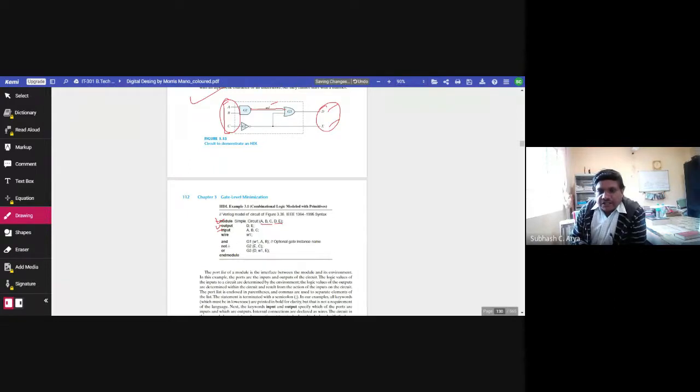And after that, this AND is nothing but the logical AND. This is gate G1, so G1 is written here within brackets. We have to write here first the output, and then the inputs. So A, B is the input and W1 is the output. So this is the way.